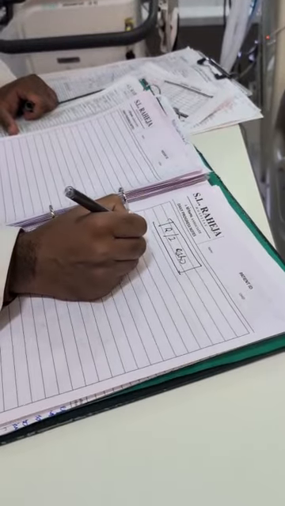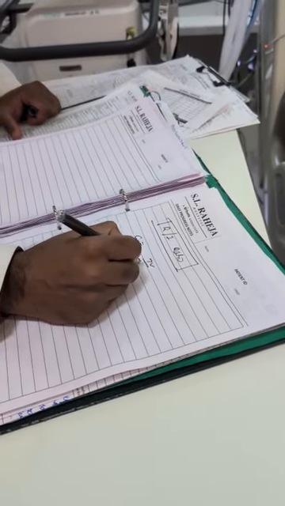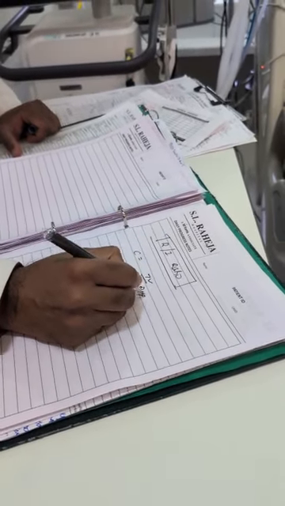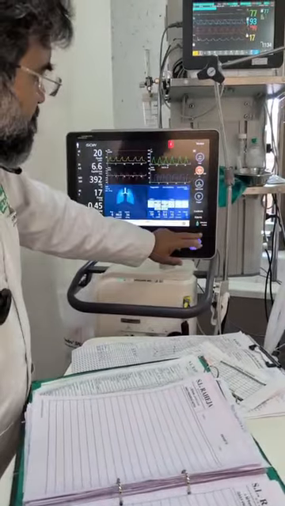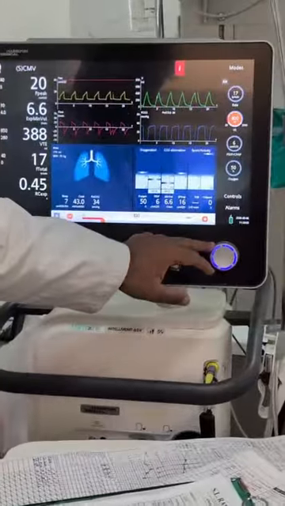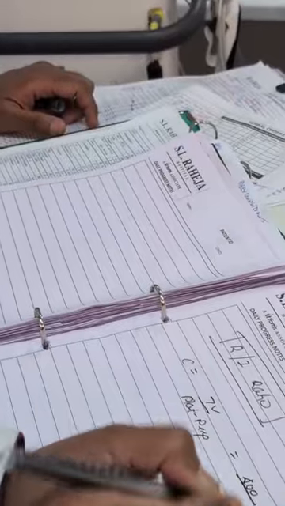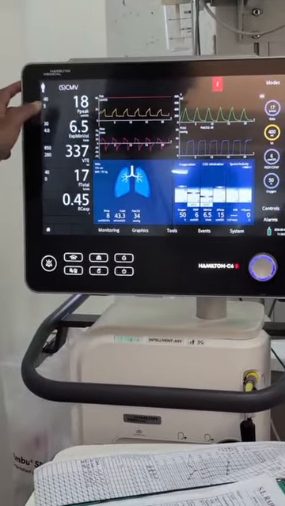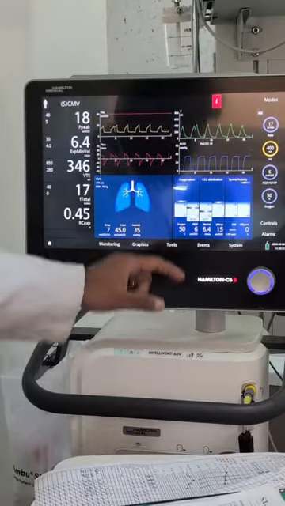What we understand is compliance is equal to tidal volume upon plateau pressure minus PEEP. This is what we know. Now what is the tidal volume that we've attached here? For simplicity's sake, let's make it 400. This is for demonstration purposes. So 400 is the tidal volume. What is the plateau pressure we have over here? Let's take it 25. The plateau pressure in this patient is 25.